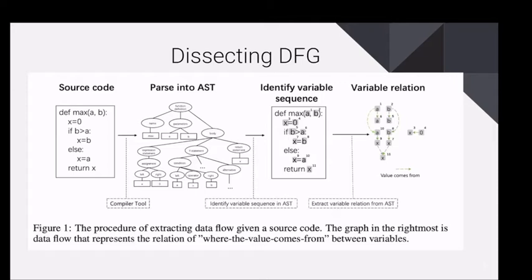So just a primer on DFG, because this paper is called pre-training code with data flow graphs. Given a source code, the first thing in computing a DFG is a standard procedure. First, we parse it to an AST. Second, we have a lexical analyzer, and then we start identifying all the variable tokens, like they've done over here.